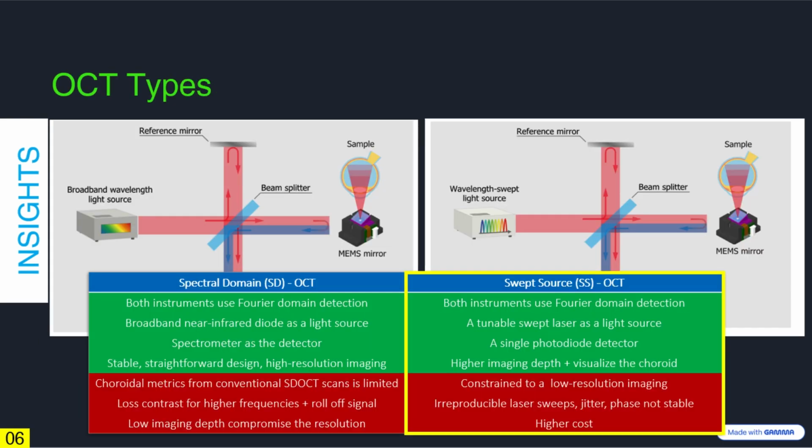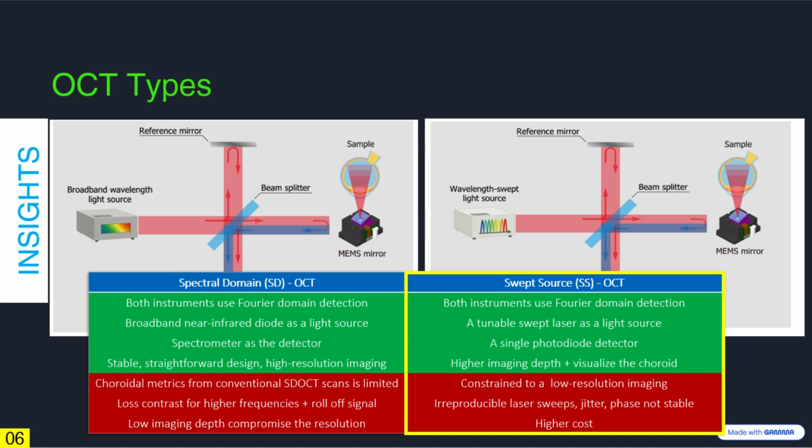OCT in general has two types, the spectral domain OCT and the swept source OCT. These two are Fourier domain OCT. The basic idea is extracting the signal from the OCT system and using the Fourier transform to help image this kind of signal.